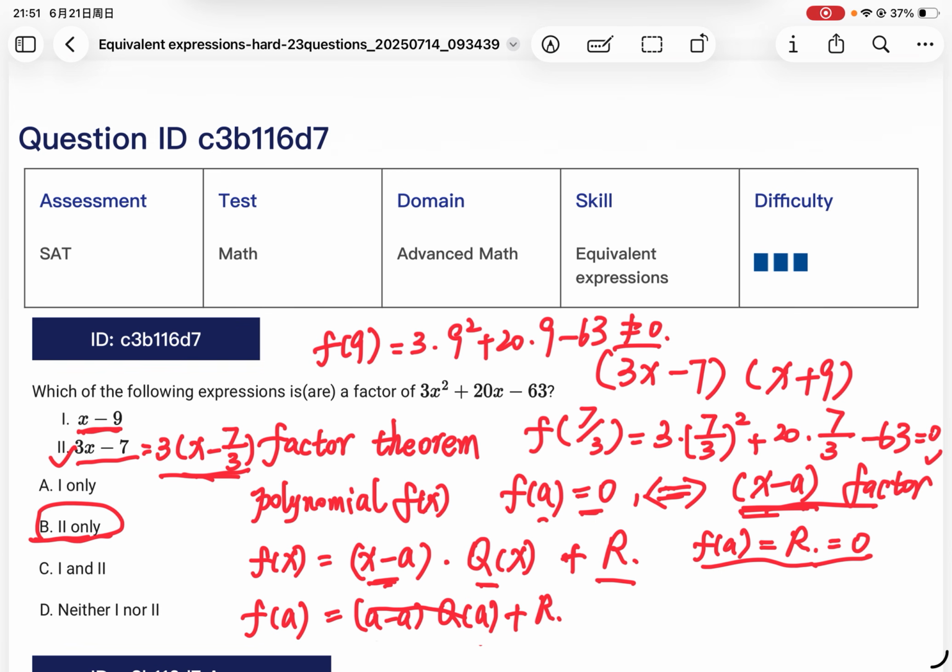So you see, you don't really need to do the factorizing or use cross multiplication. Simply plugging the numbers into the polynomial can help you figure out whether it's a factor or not. Okay, that's it for this problem.